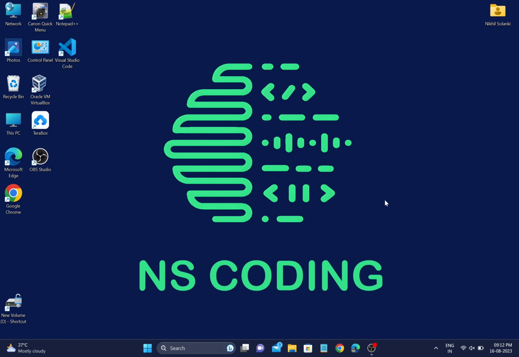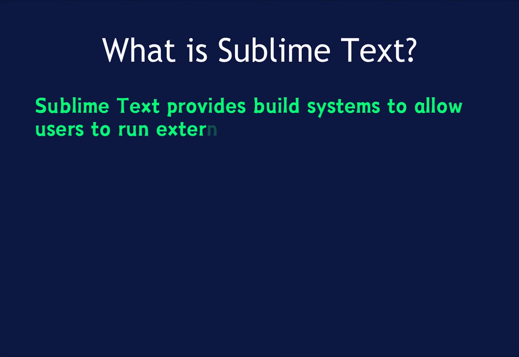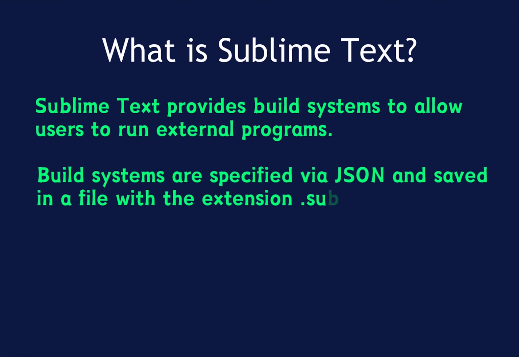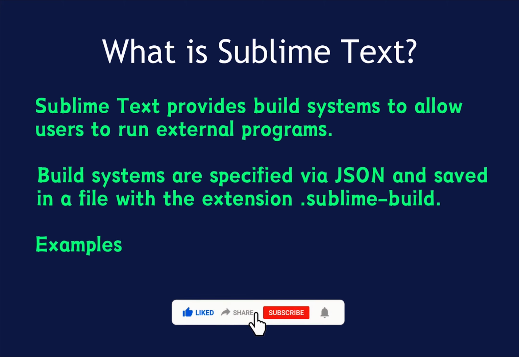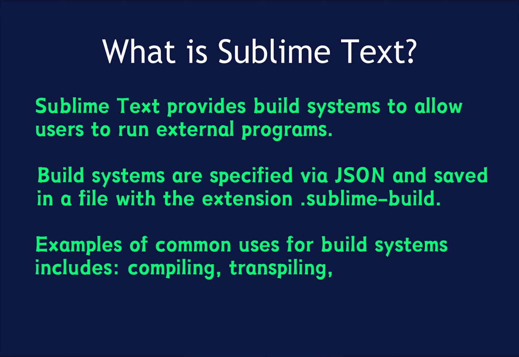Before starting, we will get to know something about Sublime Text. So what is Sublime Text? Sublime Text provides build systems to allow users to run external programs. Build systems are specified via JSON and saved in a file with the extension .sublime-build. Examples of common uses for build systems include compiling, transpiling, linting, and executing tests.